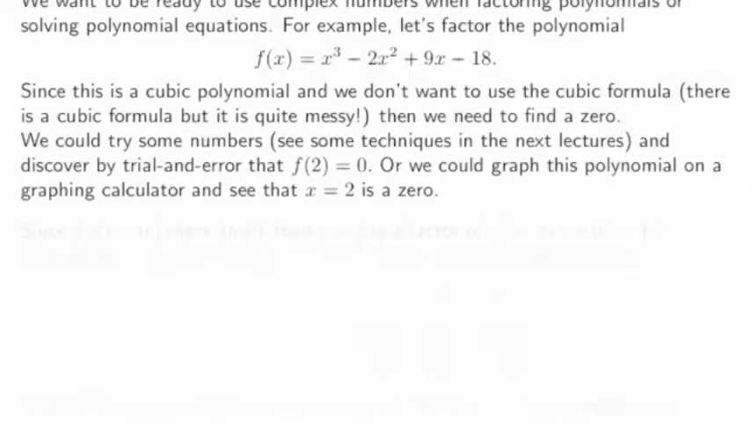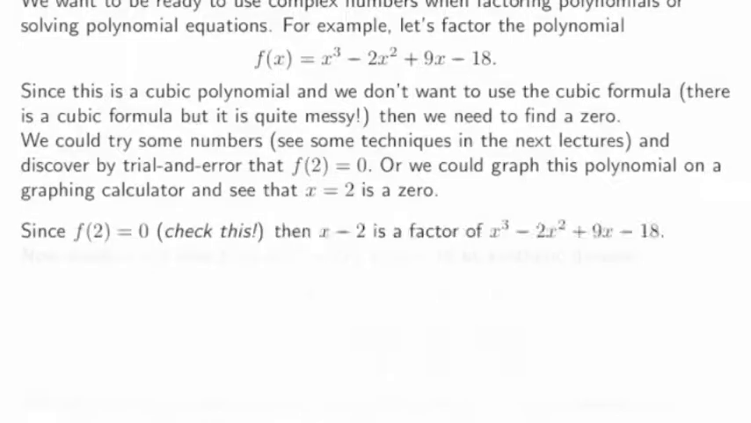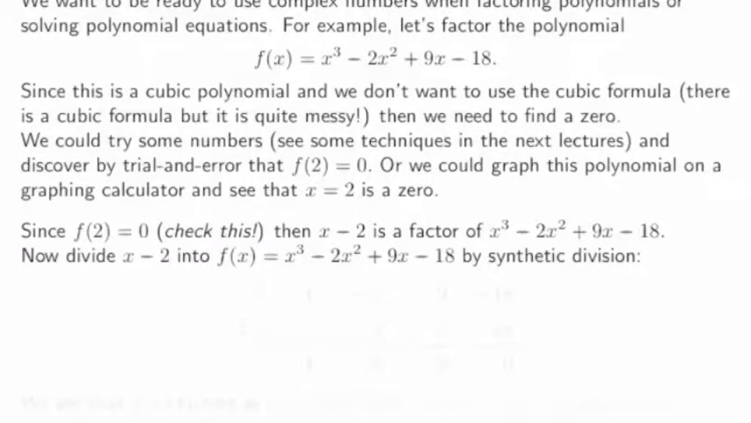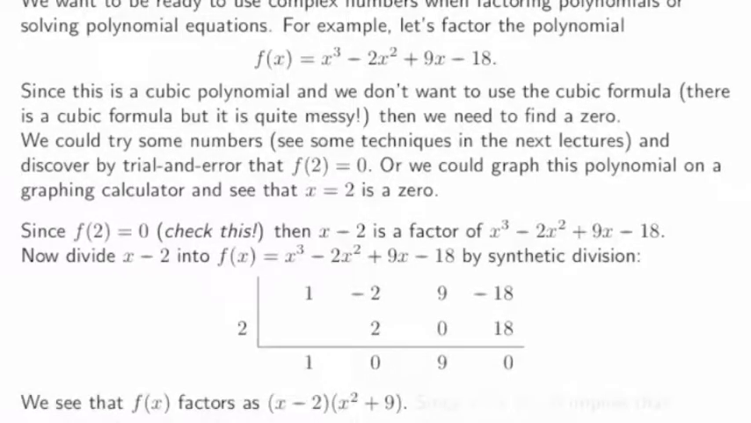Or we could graph this polynomial on a graphing calculator or on a computer program like Sage and see that x equals 2 is a zero. Since f of 2 is 0, and you might check that, then x minus 2 should be a factor. So let's divide x minus 2 into this cubic using synthetic division, and I get an answer of x squared plus 9. So this cubic polynomial factors into x minus 2 times x squared plus 9. Since x squared plus 9 equals 0 has zeros x equal to plus or minus 3i, then x squared plus 9 factors into x minus 3i times x plus 3i. So the whole thing factors into x minus 2 times x minus 3i times x plus 3i.